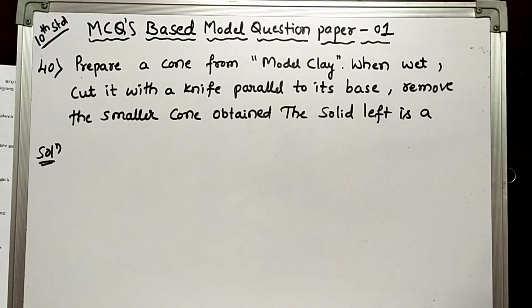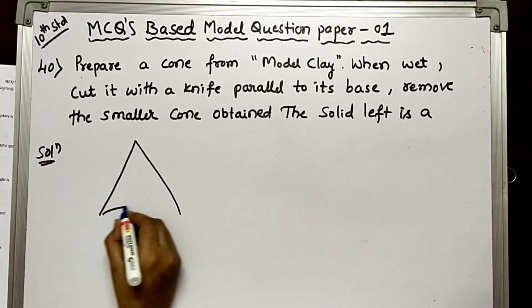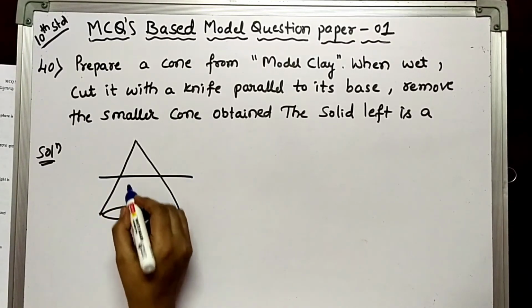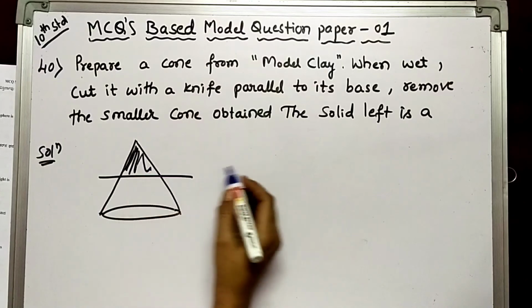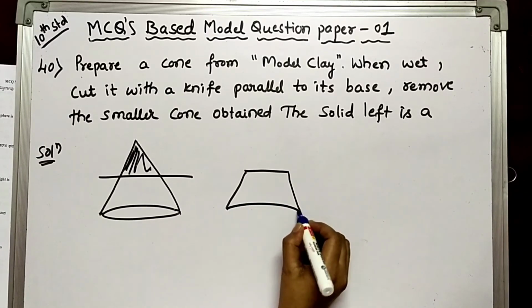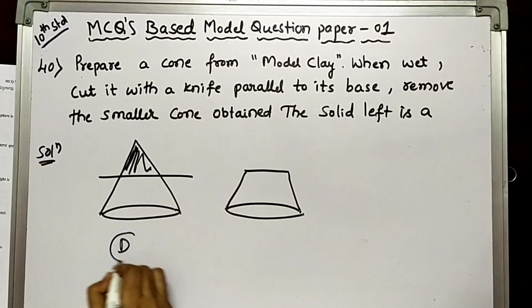Question number 14. Prepare a cone from model clay. When wet, cut it with a knife parallel to its base. Remove the smaller cone obtained. The solid left is? See, one cone is prepared like this and cut parallel to the base, and this one is removed. What is the shape of the left solid? That is the frustum of a cone. Yes, this is the solid left. So option D, frustum of a cone.